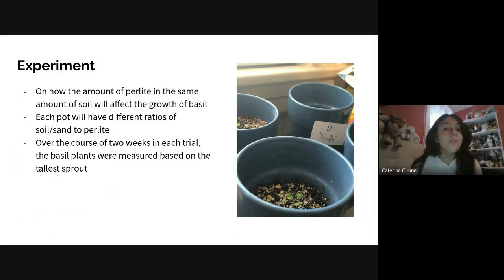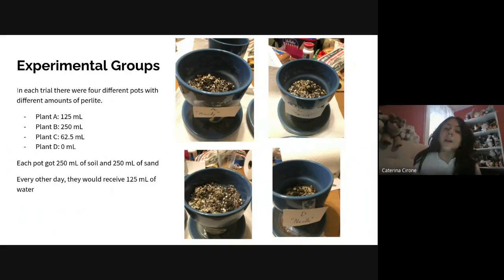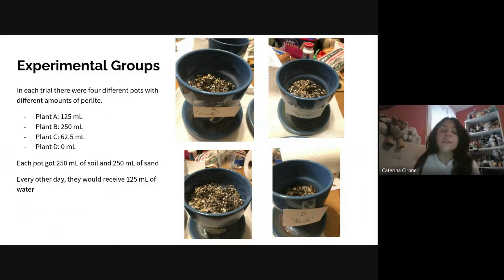And so over the course of 2 weeks in each trial, the basil plants will be measured based on the tallest sprout. Now, I had 4 different groups. The first one was the control group, which had the recommended amount of perlite in the soil, which is 1 part to 2 parts. So since each pot got 250 milliliters of soil and 250 milliliters of sand, I thought it was appropriate to have 125 milliliters of perlite in the control group.